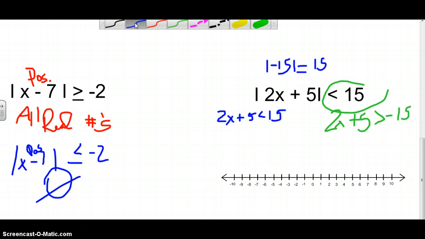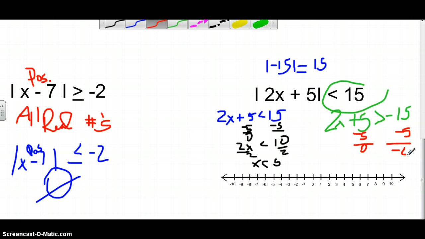Okay. All right, so if we go back and solve this side, we subtract our 5. 5 minus 5 is 0. And then 15 minus 5 is 10. So we have 2x is less than 10. And then divide by 2. And we have x is less than 5. Okay. We get to this side. And again, you subtract 5 again. 5 minus 5 is 0. Subtract 5 here. Remember, that's -15 and -5. That's -20. And then we have the 2x. So we have 2x is greater than -20.